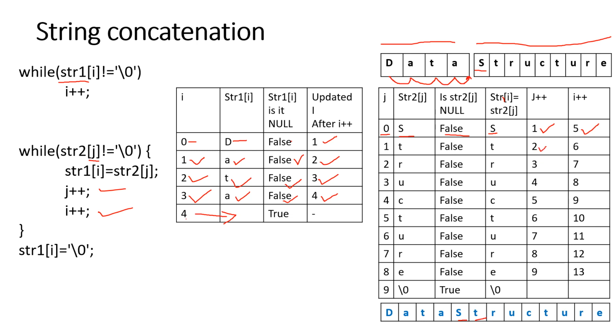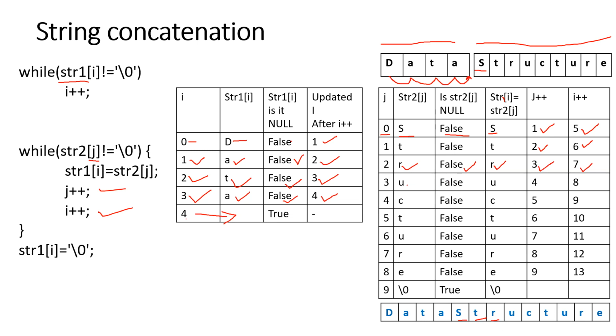Increase J and I. The next character R, not null. Copy that R. Sorry. Next, increase I and J. Go to the next character.